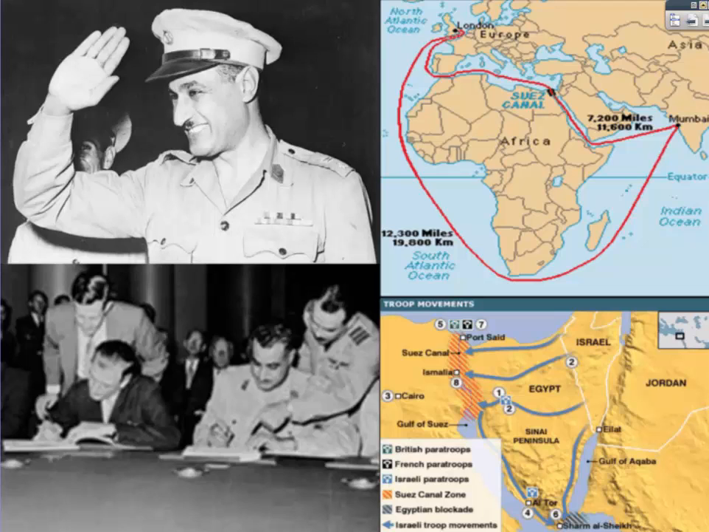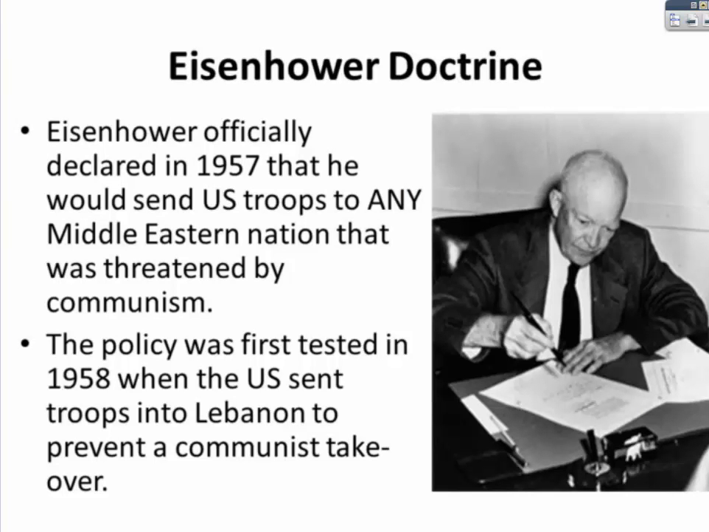To avoid something like this from ever happening again, Eisenhower officially declares in 1957 that he would send U.S. troops to any Middle Eastern nation that was threatened by communism. This comes to be known as the Eisenhower Doctrine.